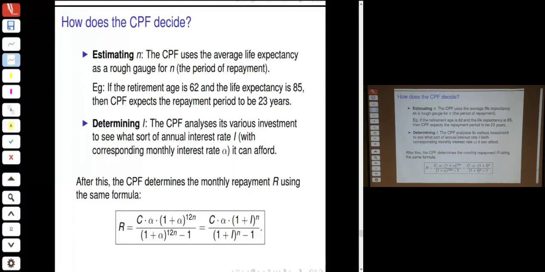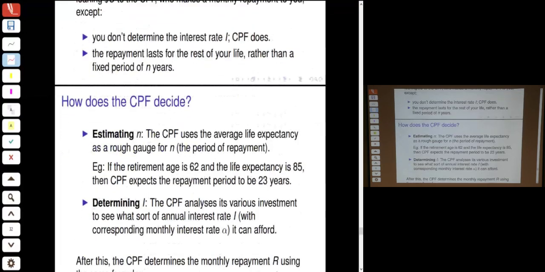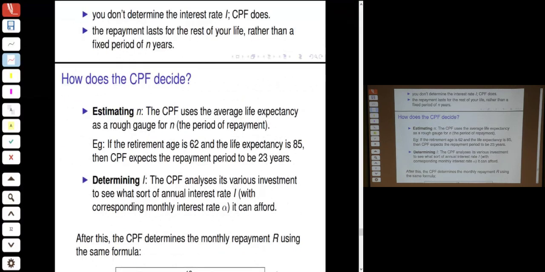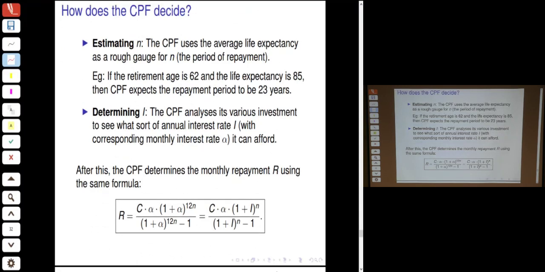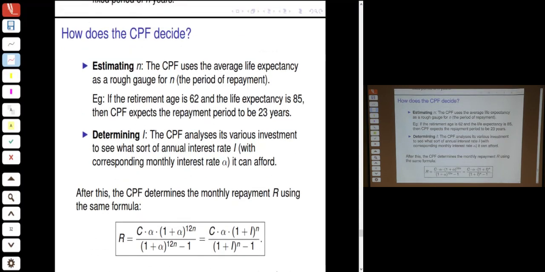So after understanding these basic differences between the mortgage situation and the CPF situation, let us go ahead with the computations of the mathematics for the CPF problem. In the case of the CPF, there are two things to be determined. Since the mathematics is going to be the same, the monthly payment.